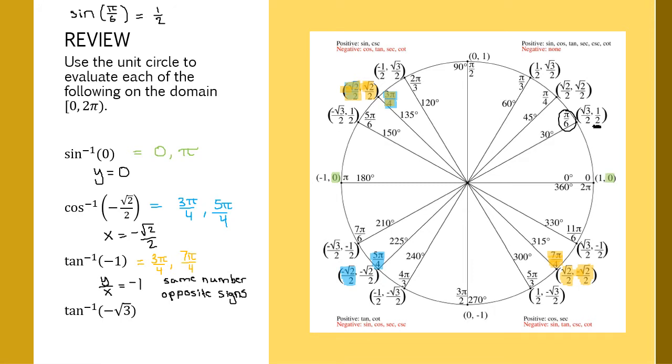Another example with tangent would be the inverse tangent of -√3. So again, tangent is the y to x ratio. Y over x is -√3. Well, that's not even a fraction, but I can write it as a fraction, put it over 1. So I'm looking for places on the unit circle where the y value is -√3 and the x value is 1. Problem is, we don't have any of those. There is no spot on the unit circle that has a y-coordinate of -√3.